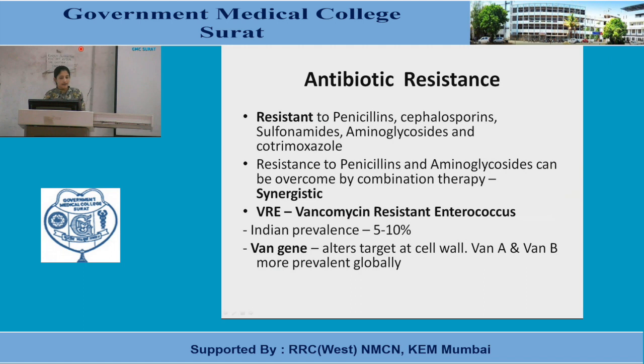So this is the terminology used for the resistant strain of enterococci, VRE, that is vancomycin resistant enterococci, because here there is a VanA gene which is responsible for resistance to vancomycin. So what is the mechanism responsible for this resistance? Here the VanA gene alters the target. VanA and VanB are more prevalent globally, and they alter the target cell wall.